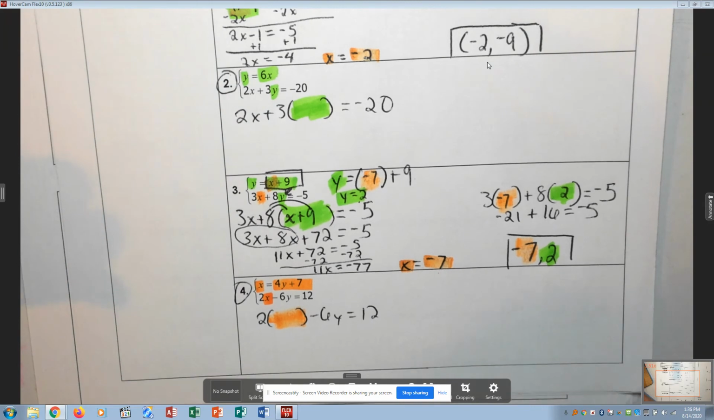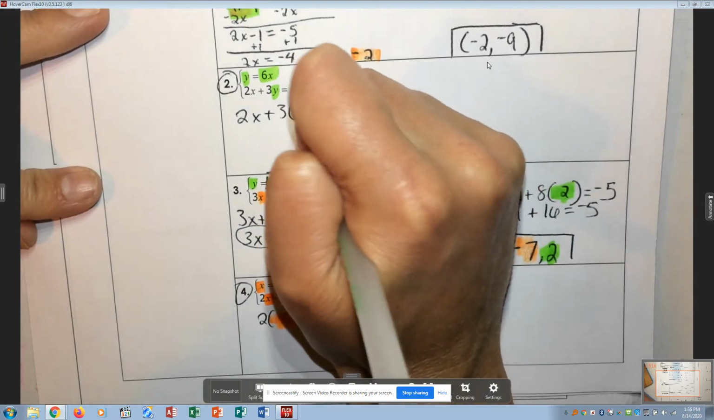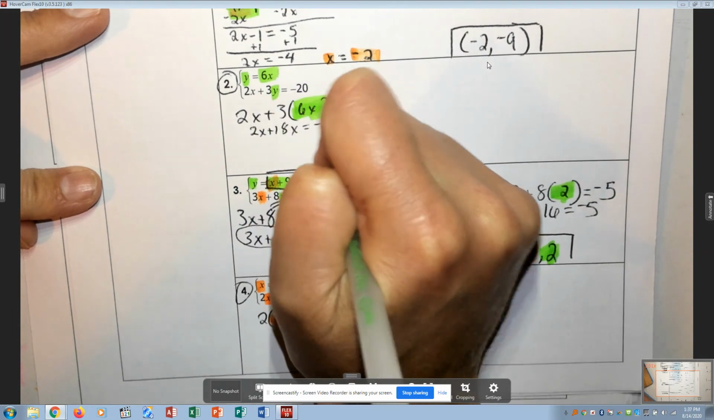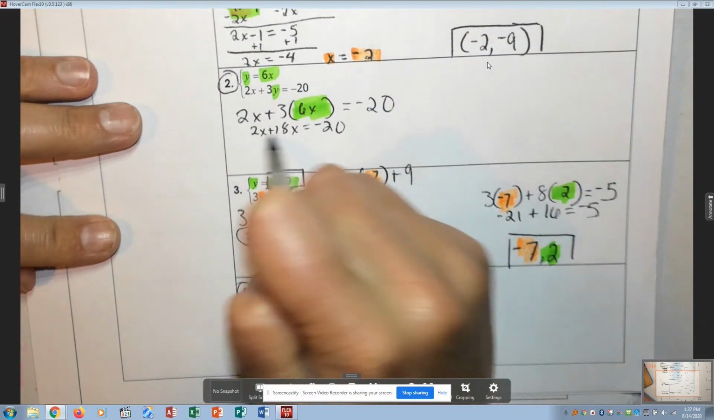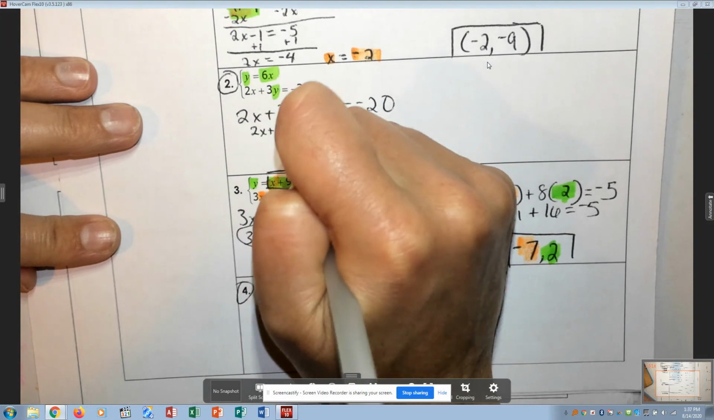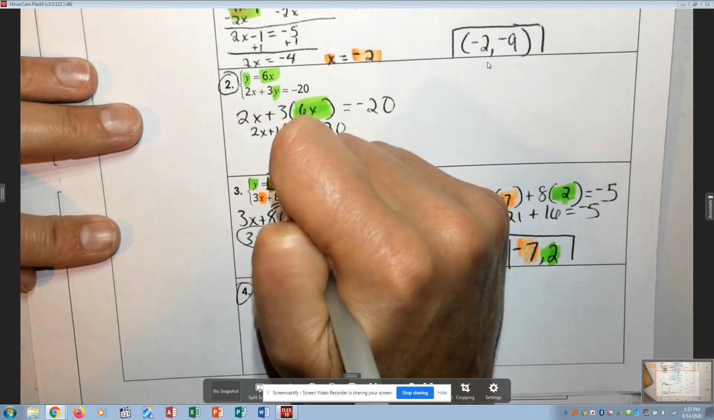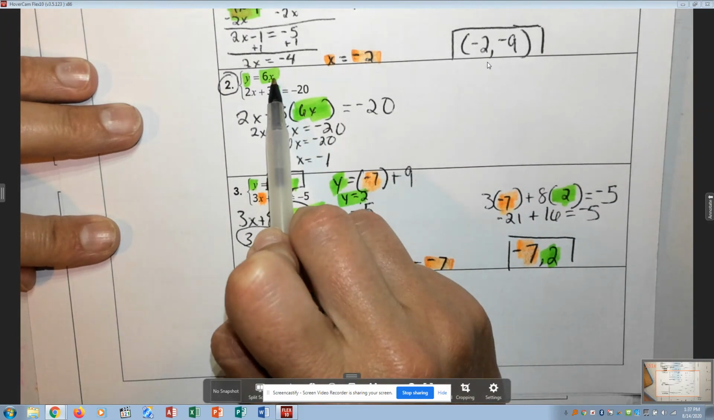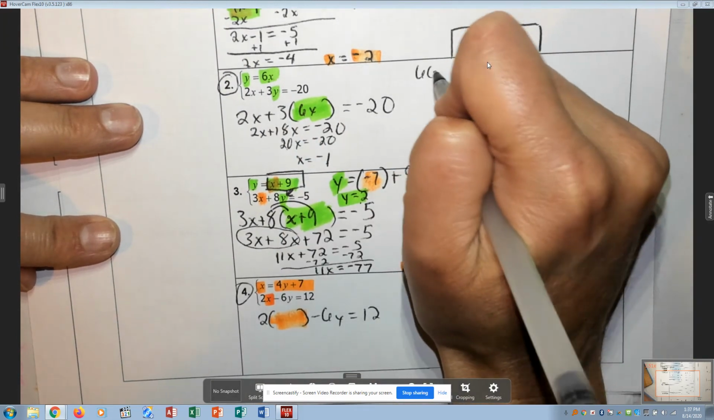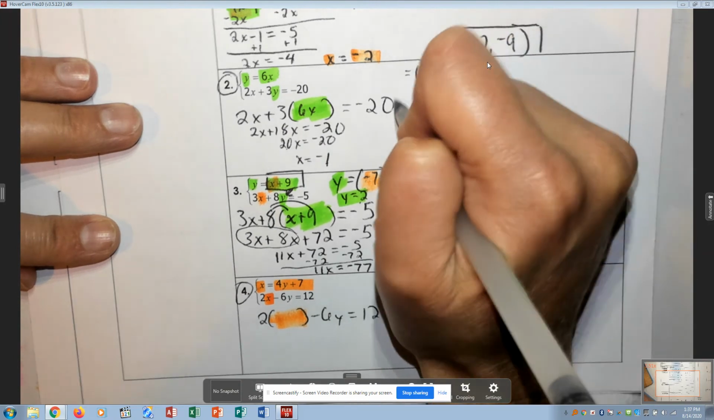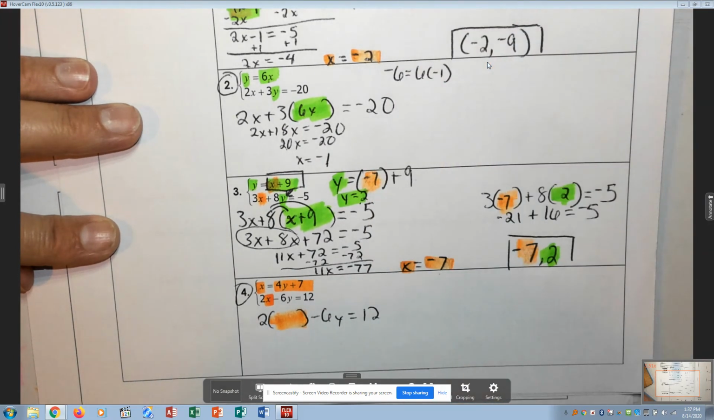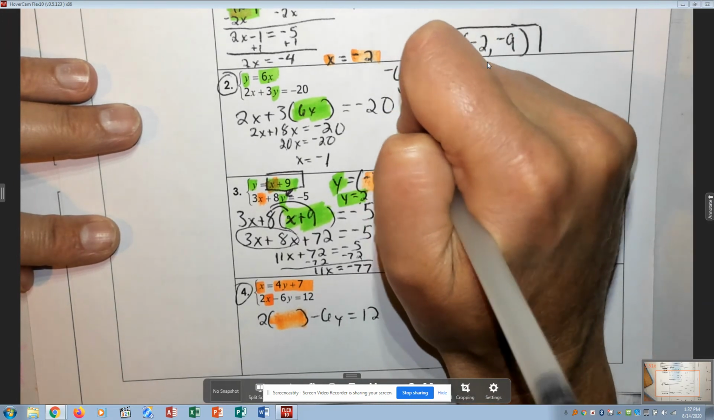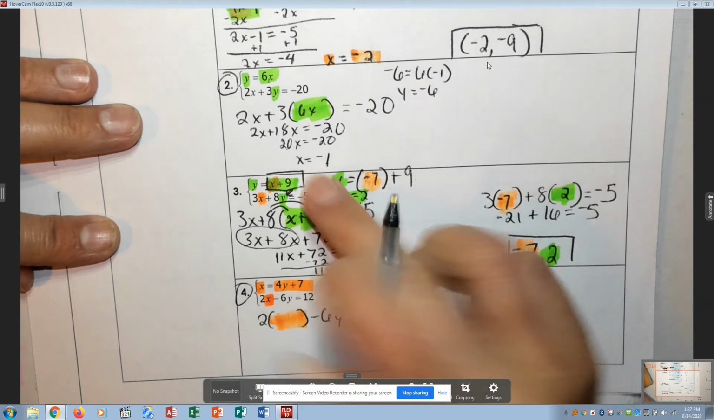Okay, I'm going to do this very quickly now. So 6x goes here. So 2x plus 18x equals negative 20. Combine like terms. 20x equals negative 20. Divide by 20, x equals negative 1. Now I'm going to plug negative 1 here. 6 times negative 1 equals negative 6. So my y is equal to negative 6. So y equals negative 6. And my x is equal to negative 1.